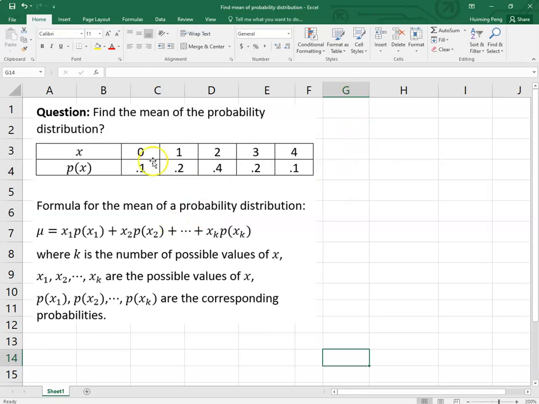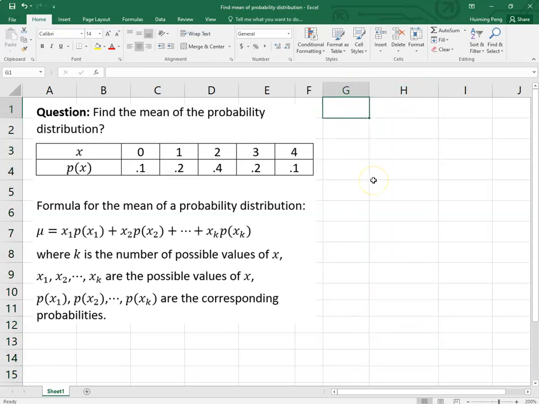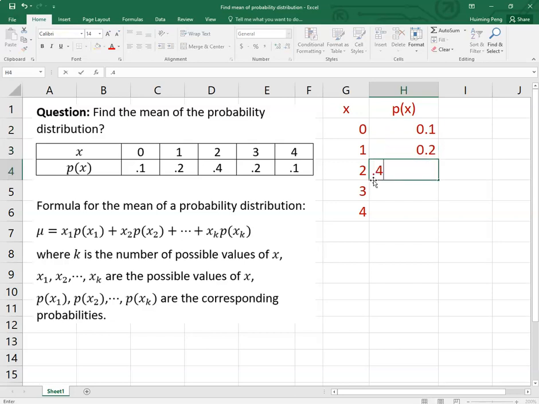Let's put in the data. I put x in column G, and P(x) in column H. So x here, and the probability P(x) up here. x is 0, 1, 2, 3, and 4, right? So P(x) is 0.1, 0.2, 0.4, 0.2, and 0.1. Okay, let me put the mean here.